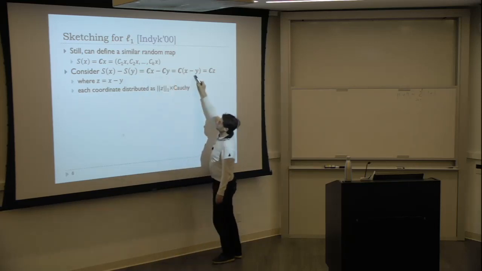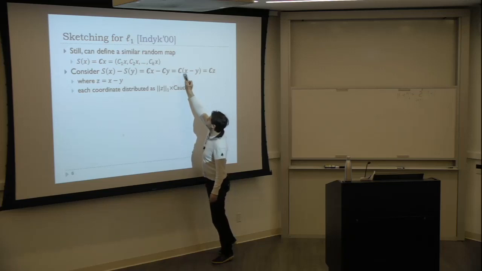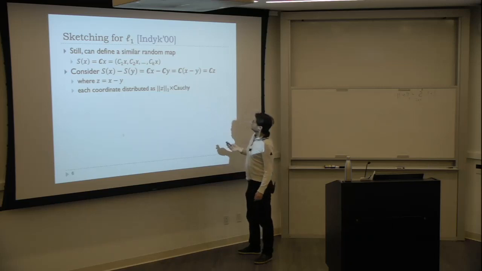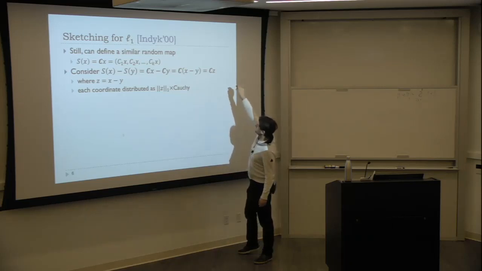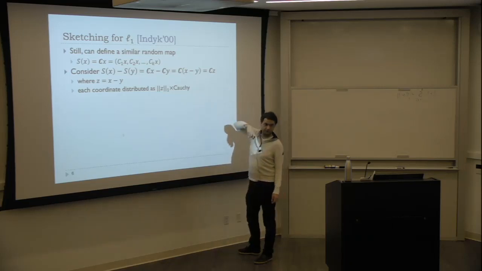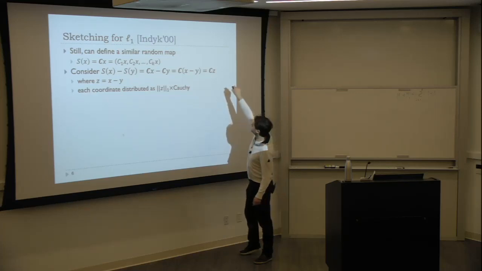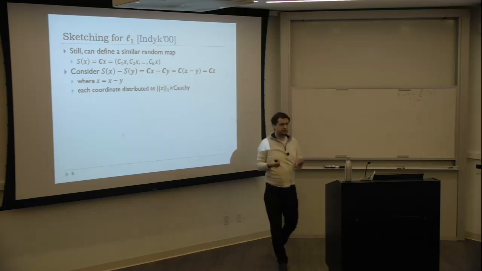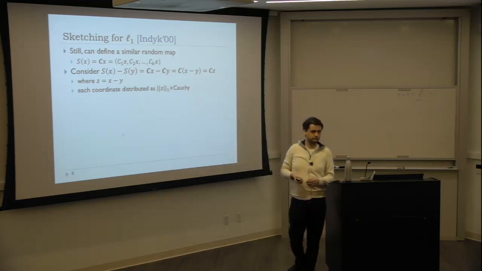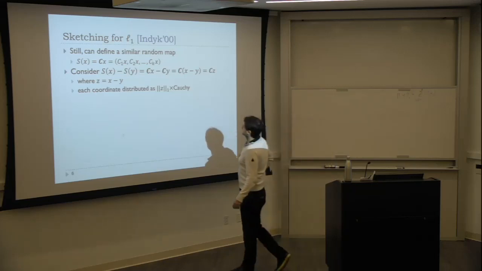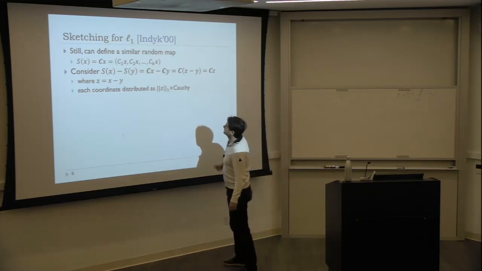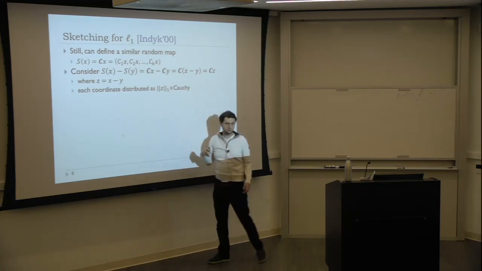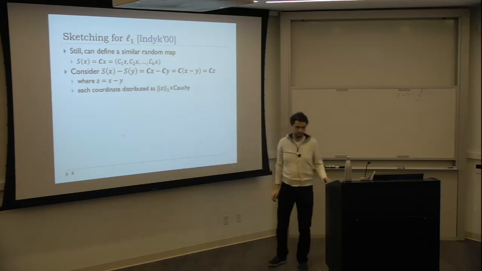Cx minus Cy, by bilinearity. This means that it's just the sketch of x minus y, and we'll denote this difference x minus y by z. Okay, and we'll analyze this quantity, Cz, which is again a k-dimensional vector, and somehow from this quantity Cz we want to estimate the L1 norm of z. Note that each coordinate of this is distributed as the L1 norm of z times a Cauchy distribution, just by one stability of the Cauchy distribution.